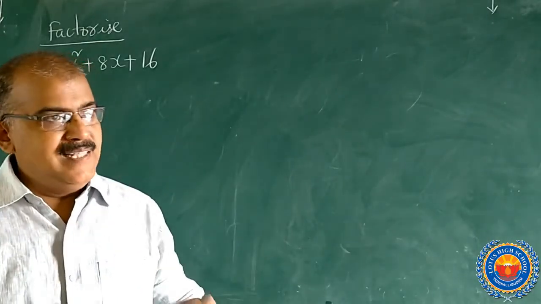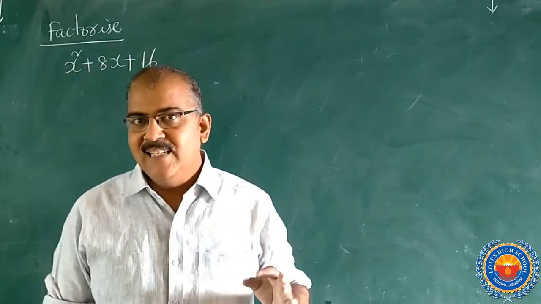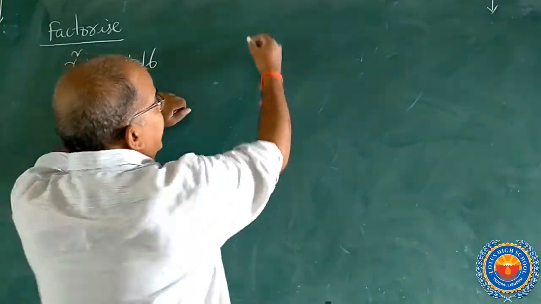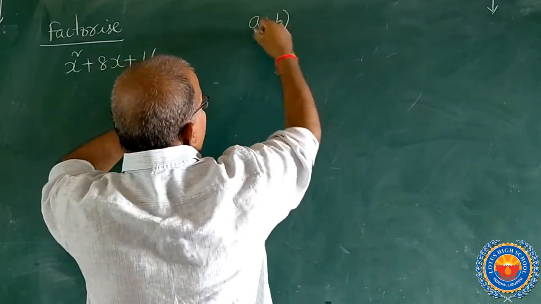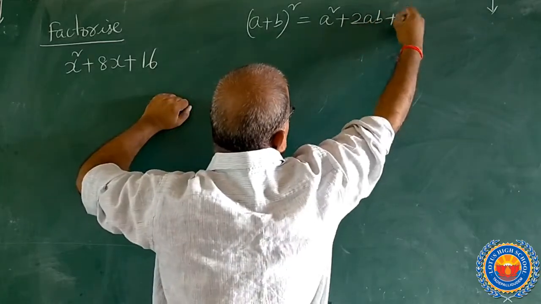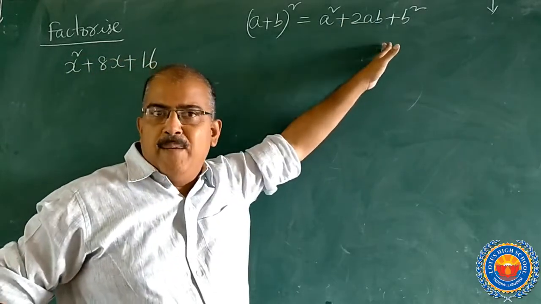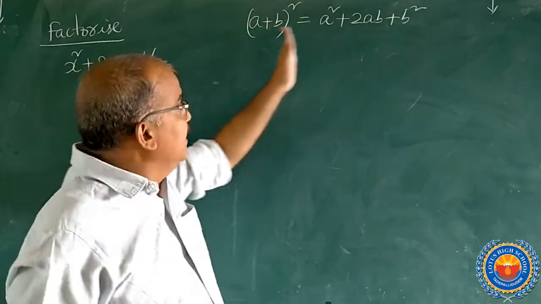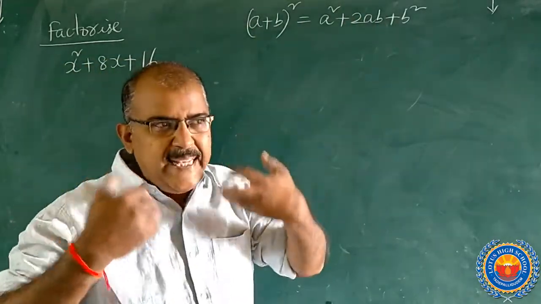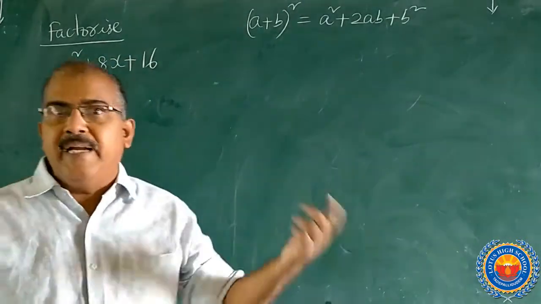Okay, this is factorization by using identities. You know the identities. So today, what is the identity first? A plus B whole square is equal to A square plus 2AB plus B square. This is multiplication: A plus B into A plus B. I got the product A square plus 2AB plus B square. It is a special product. Now, today's factorization is by using algebraic identities.